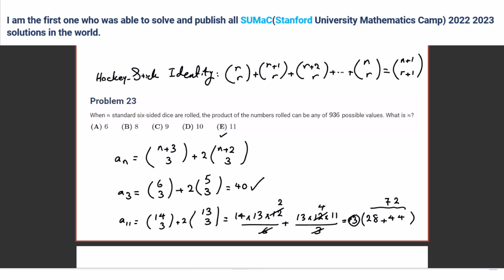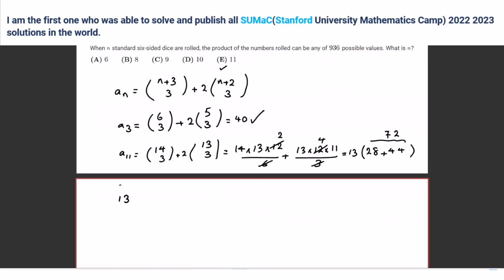Look here, you can check. 3 times 2 is 6. If it was not 6, we don't need to calculate it, right? Yeah. Okay, 13 times 72, so it's 936. Good job.